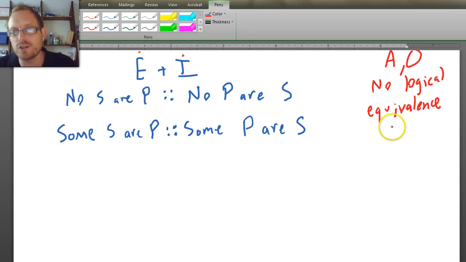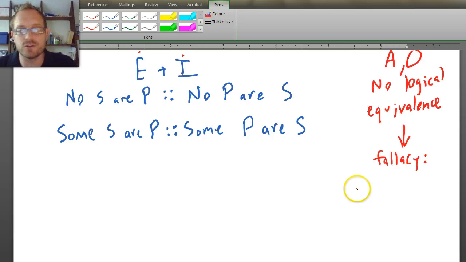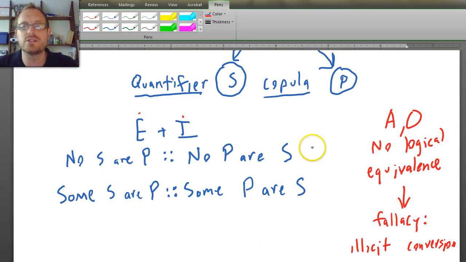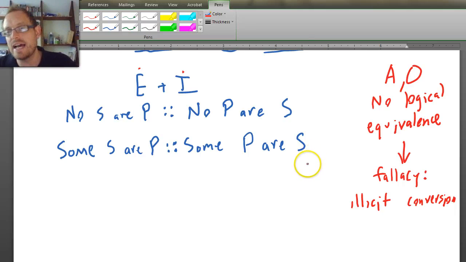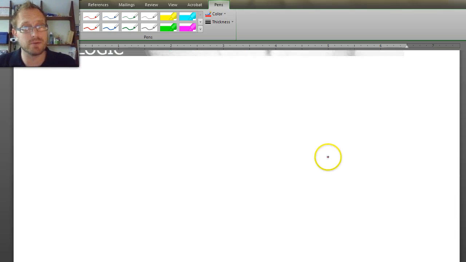And if you convert an A and an O statement, this commits a fallacy, and the fallacy that your book calls it is an illicit conversion. So that's a no-no. You don't want to commit an illicit conversion. And you're going to see that one of the exercises you have to do in the text is if you discover an illicit conversion, you have to cite it. Okay. So that's the first logical operation.